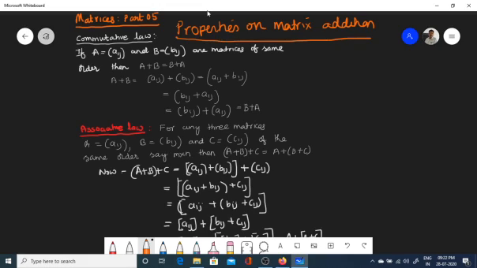So commutative law ಅಂತಂದ್ರೆ ಈಗ ಯಾವುದೇ ಎರಡು ಎಲಿಮೆಂಟ್ಸ್ ತಗೊಂಡಾಗ ನಾವು ಇಲ್ಲಿ 2 plus 3 is equal to 3 plus 2. Both are same. But in the matrices, A plus B, if we have two matrices, A plus B is equal to B plus A.